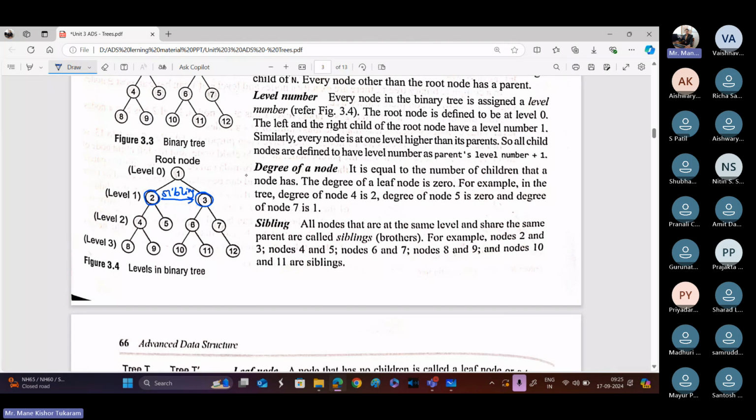So 1 doesn't have any sibling, 2 has a sibling, that is 3, 4 has the sibling 5, 8 and 7. Okay, then 8 has the siblings 9, 10, 11, 12. So these are the particular siblings.